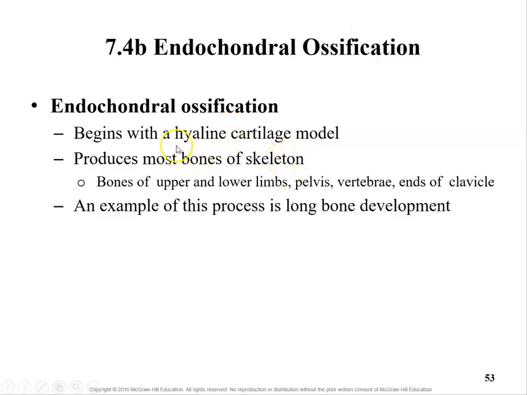Endochondral ossification, we said, begins with the cartilage model. This produces most bones of the skeleton. Most bones of the skeleton are going to be produced through endochondral ossification. An example of this process would be long bone development.